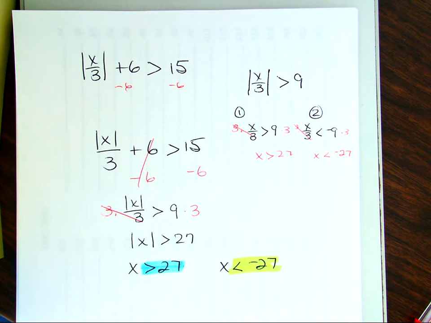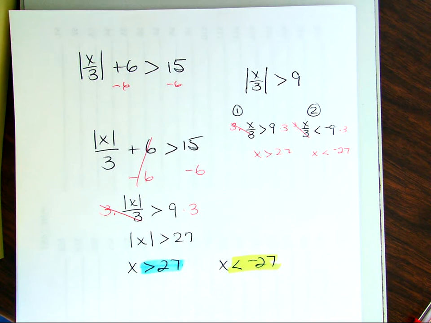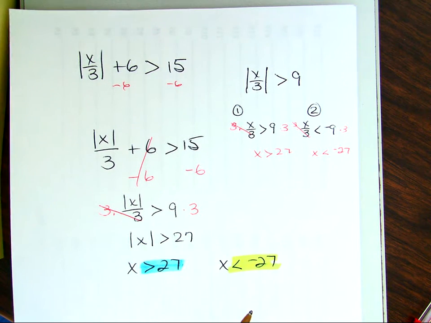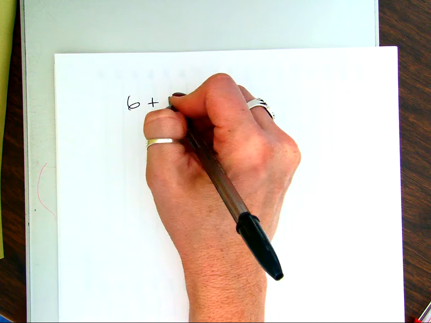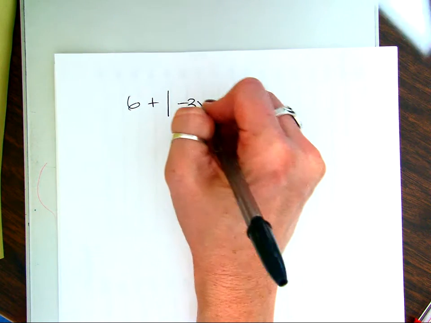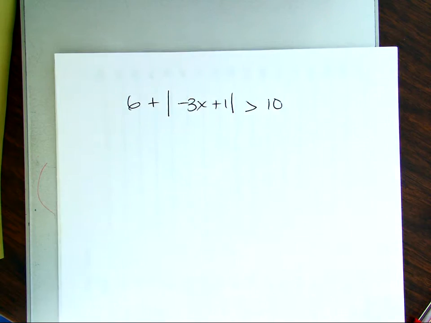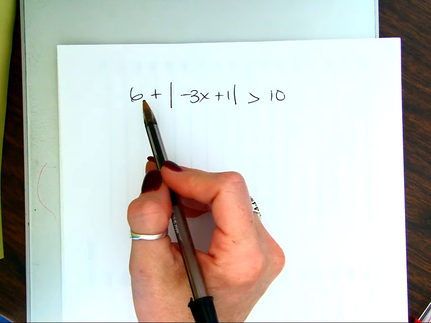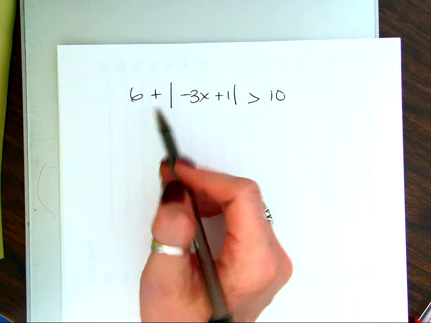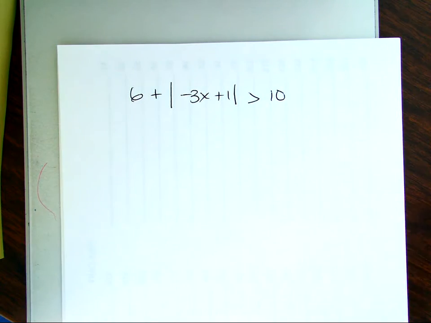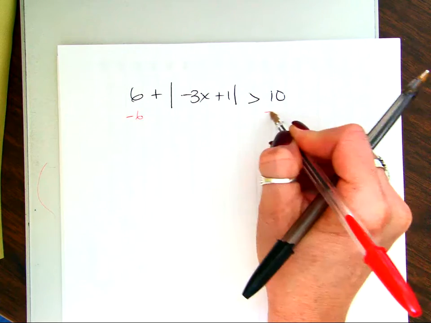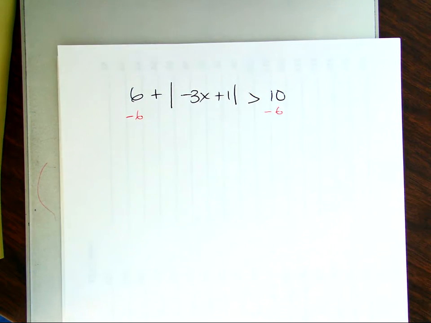All right. So now let's take a look at this problem here. All right, ready? Done? Got it copied? Okay. 6 plus the absolute value of negative 3x plus 1 is greater than 10. All right. There's a plus there. Good, because if it was a minus, I would have to do the divided by negative 1. So first I'm going to get rid of this. I want to clear up a misconception that some kids are having.